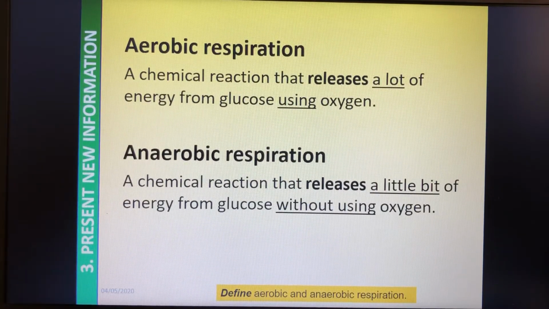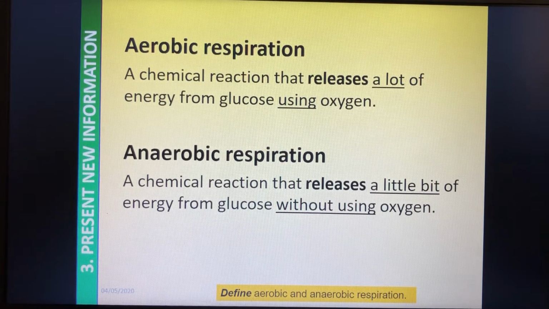Okay, we've got two definitions now. One definition for aerobic respiration and one definition for anaerobic respiration. Aerobic respiration is what's happening right now. In our bodies, our cells are going through aerobic respiration. It's taking the glucose that we ate, it's taking the oxygen that we breathed in, and they react together in our cells, in the mitochondria.